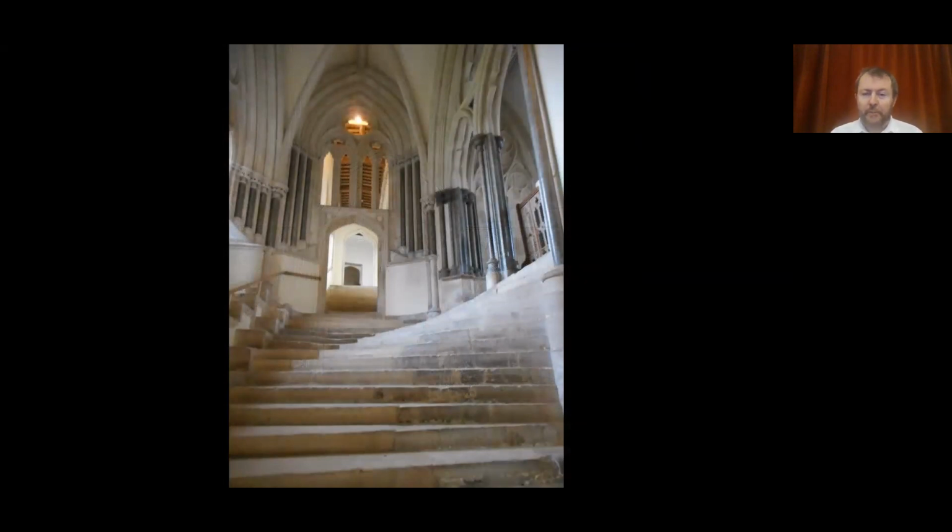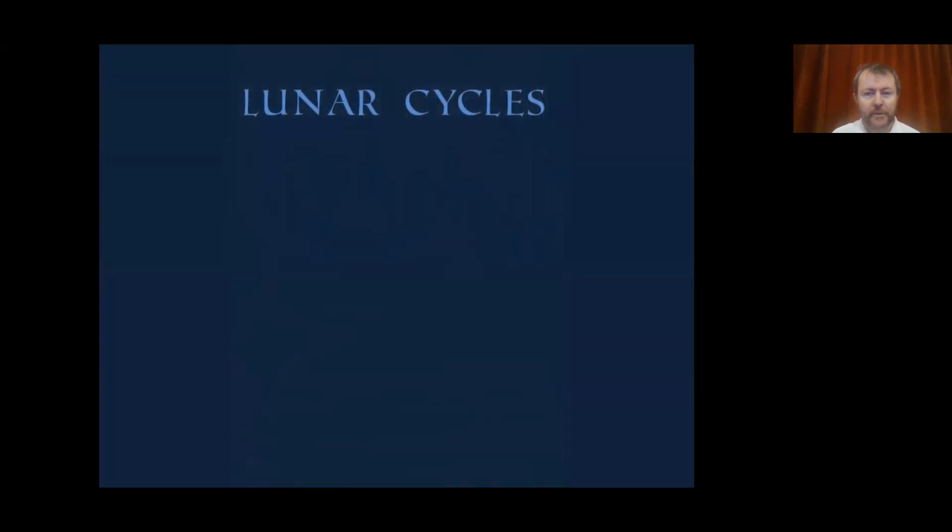Now, the next lunar measure takes us back to Wells Cathedral. And this is that wonderful, beautiful staircase that leads up to the chapter house. When you count the number of steps in this, it has a lunar number. In fact, it has two lunar numbers. Now let's look at the lunar cycles before we see how they show themselves on the staircase.